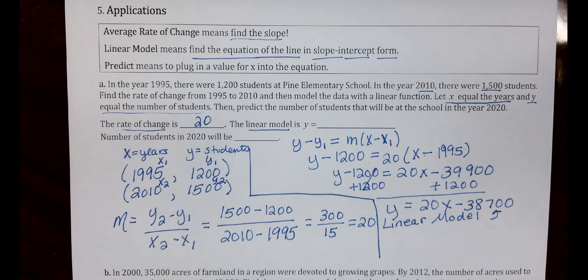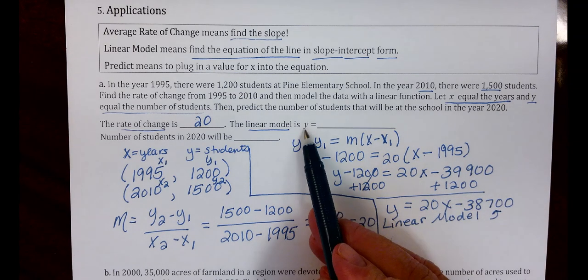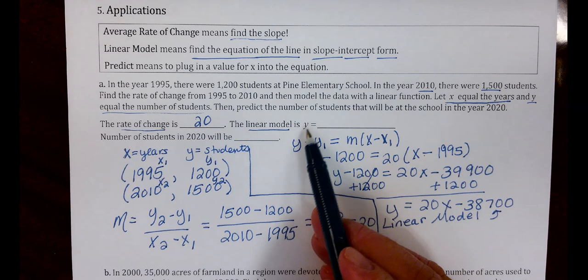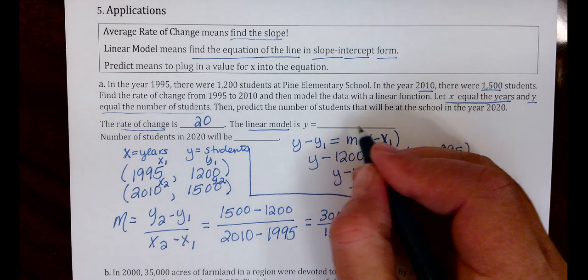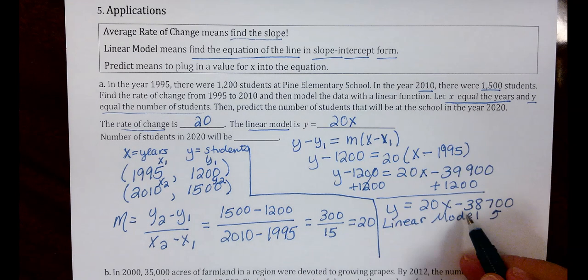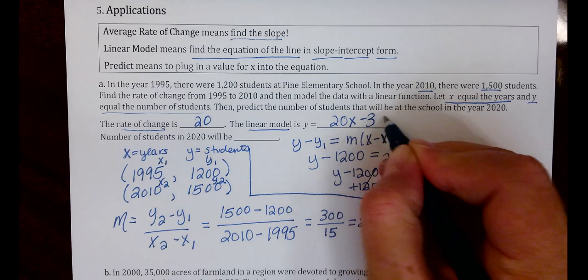Okay? So our linear model is, let's plug in our blank here, y equals 20x minus 38,700.